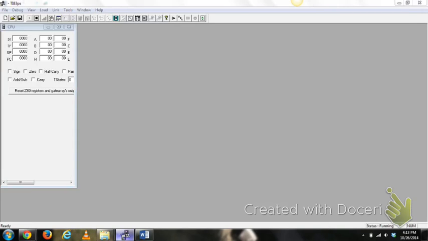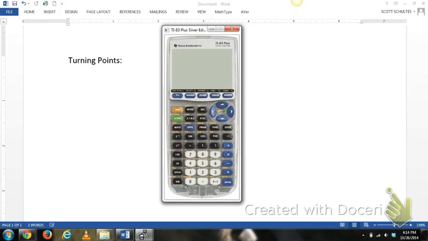Where is my calculator here? Okay, so I was able to get the calculator.